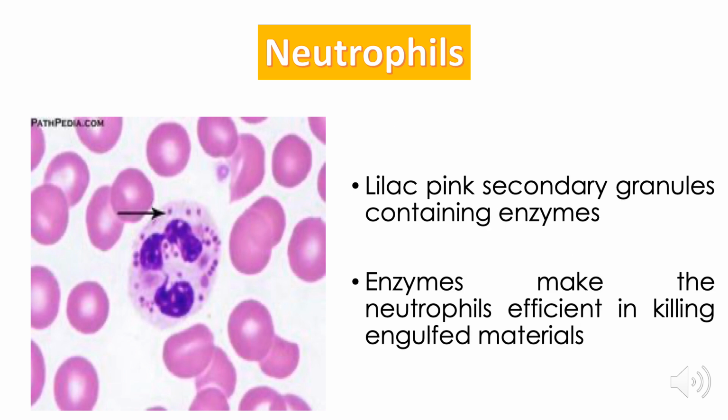Neutrophils comprise 55 to 70% of the total white blood cells in the circulation. So if you are performing a differential count in the blood smear of a healthy individual, expect that after counting 100 white blood cells, 70% of them could be neutrophils. Neutrophils are classified as granulocytes because they have granules in their cytoplasm, and they usually have a lilac pink color. These granules are known to contain powerful digestive enzymes. That's why neutrophils are really good at digesting any engulfed material.